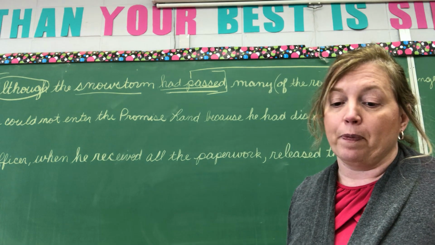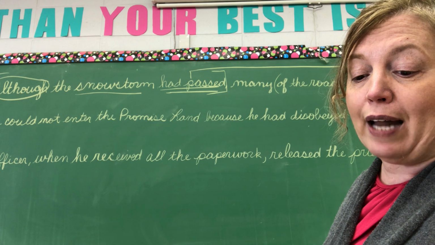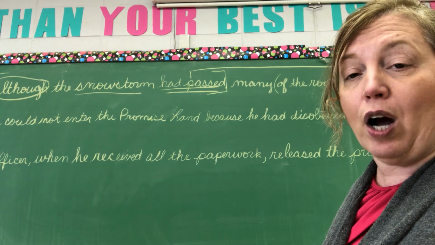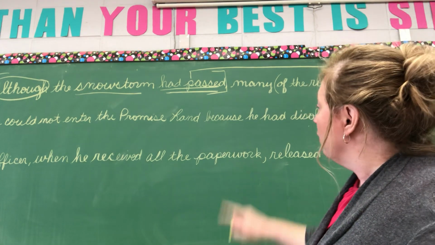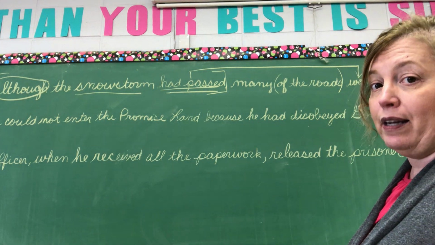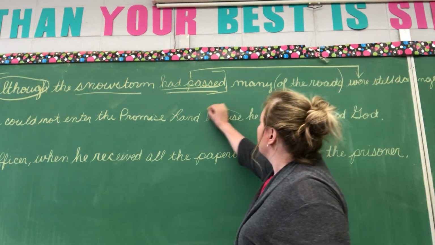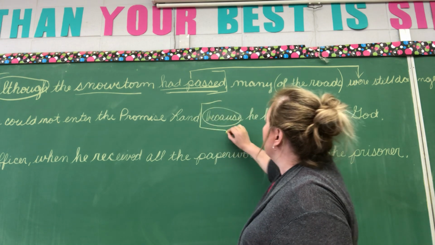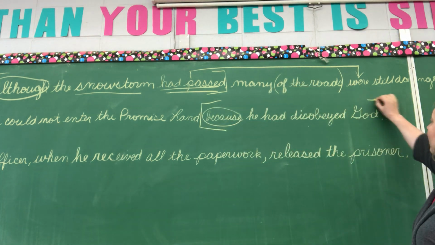Draw an arrow. Moses could not enter the promised land because he had disobeyed God. Okay, I have it on the board. What is your subordinating conjunction? It's going to be because. So put a bracket. Because he had disobeyed God.